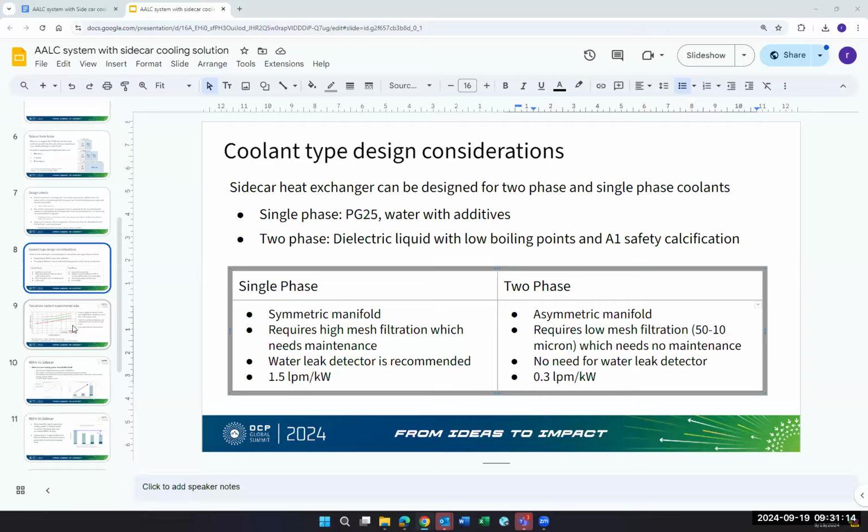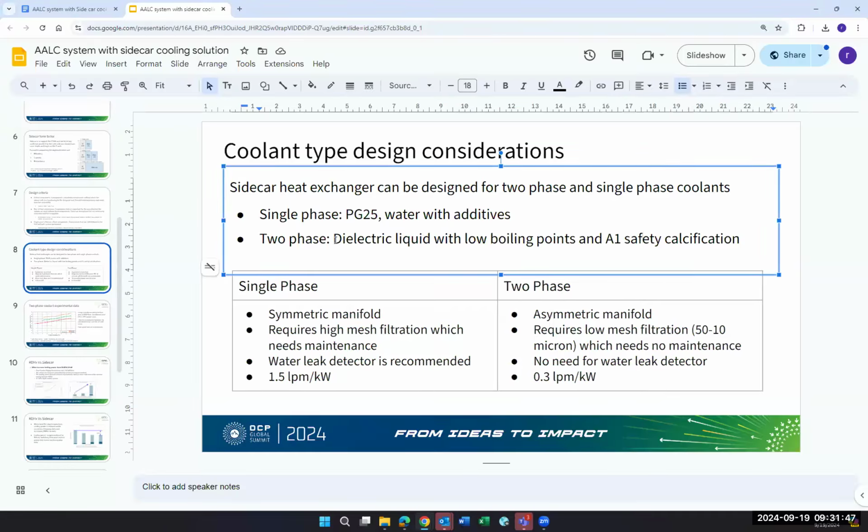In terms of that 1.5, sorry, OCP right now, the range in the cooling guidelines is 1.25 to 2, and that's on a 10 degrees Celsius temperature rise, right? That's for single phase PG25. We haven't stated what the assumption is for the two phase in terms of the liquid. I think that's important. We have it for the single phase, but not for the two phase, so we need to include that information somewhere.